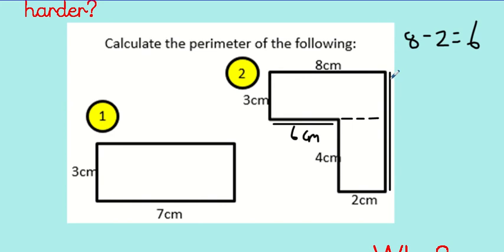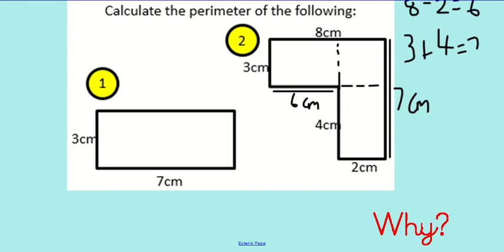So my missing value is going to be 6 centimetres. And then this side over here, well, this is quite a tricky one, but this one equals 3 and this one equals 4, and together they are going to equal the same length as the opposite side over here. So 3 add 4 is going to equal, that's right, 7. So I know that my length over here is going to equal 7 centimetres. And I've managed to work out the length of each side. Then what do I need to do?